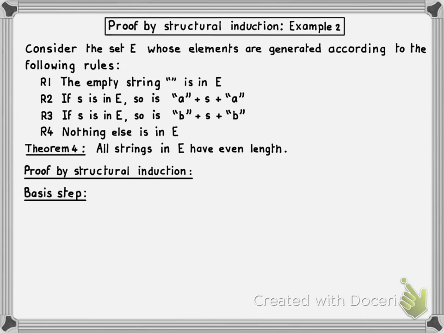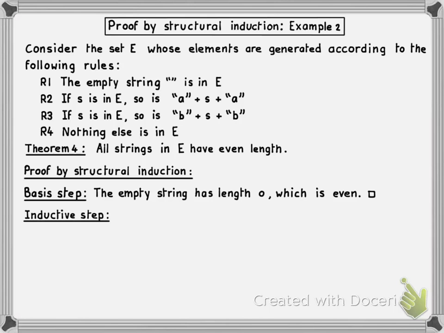Of course, we start with the basis step, and in this case the definition only contains one base rule, so this is the only rule we need to cover in the basis step. In other words, we need to prove that the length of this string is even. Well, the empty string has length 0, 0 is an even integer, so therefore the property holds for all the strings generated by rule R1. And this concludes the basis step.